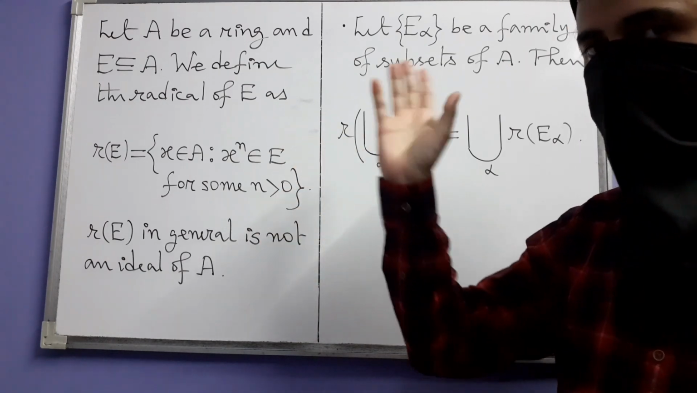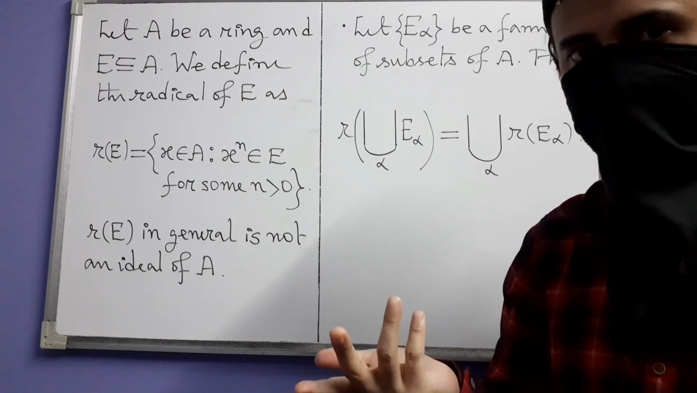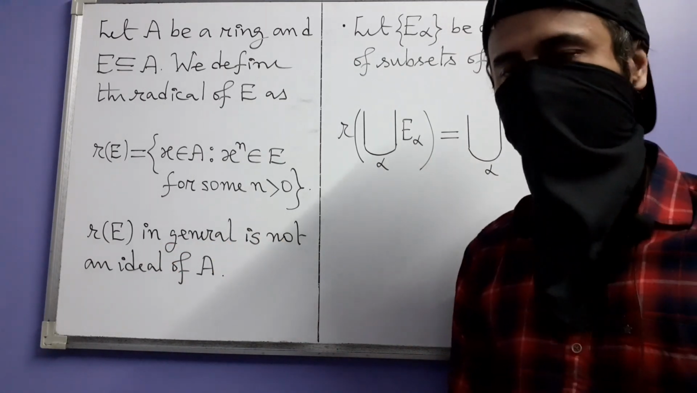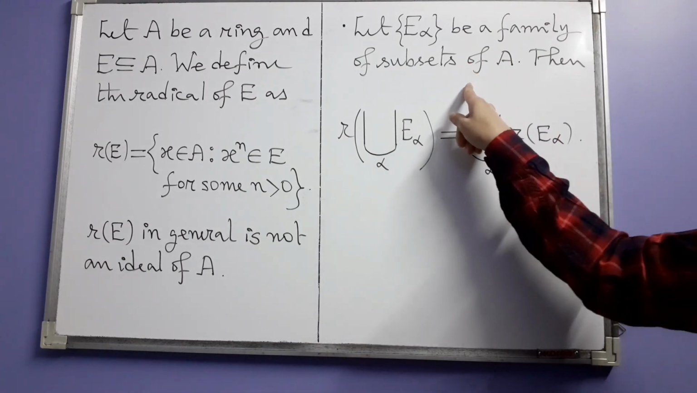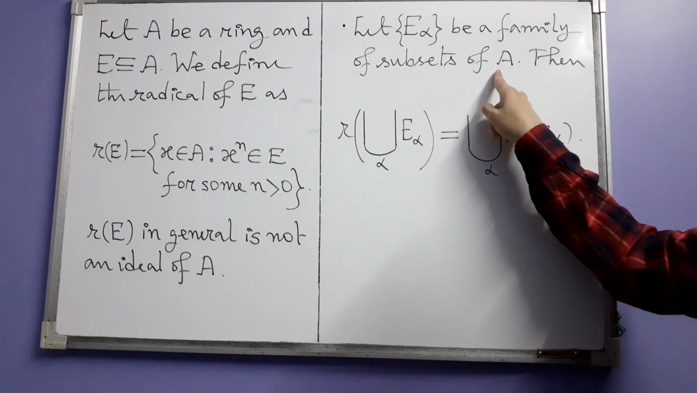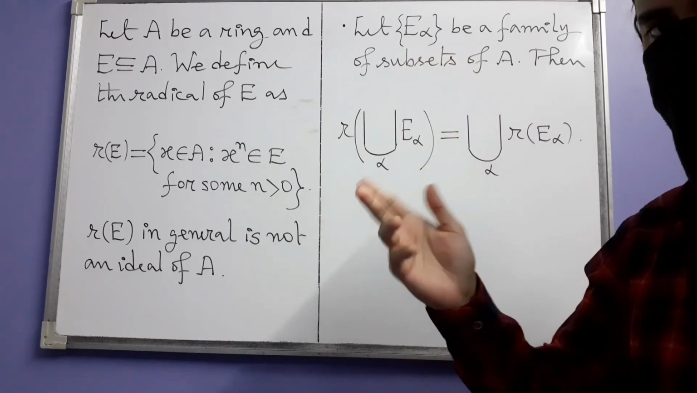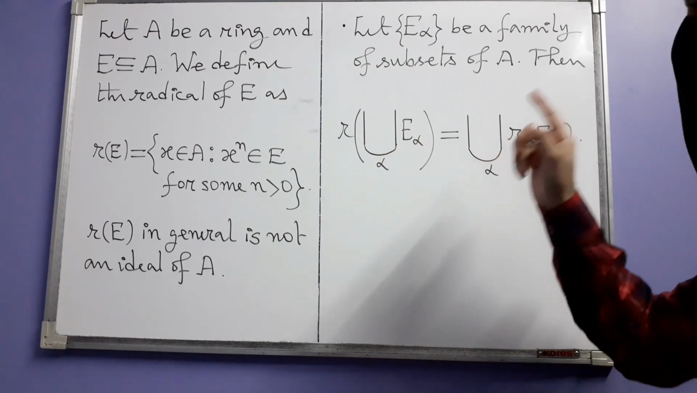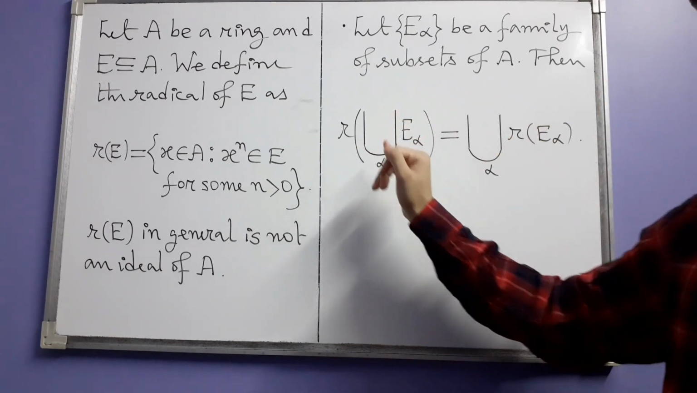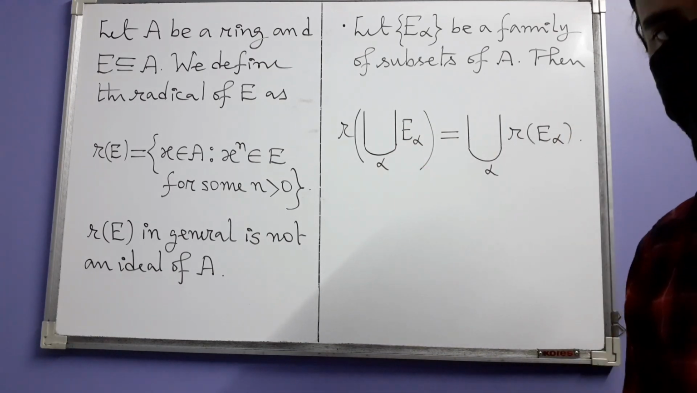But unlike the previous case where the radical of an ideal turned out to itself be an ideal, R of E in general is not an ideal of the ring A. We still have this fact though. If E alpha is a family of subsets of A, where you understand that this alpha varies over some index set which we are not writing explicitly, then the radical of the union of the elements in this family is equal to the union of the radicals of the individual elements.